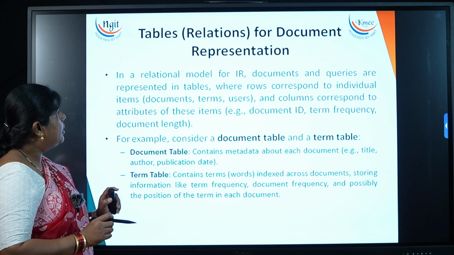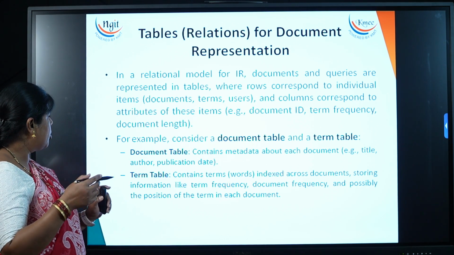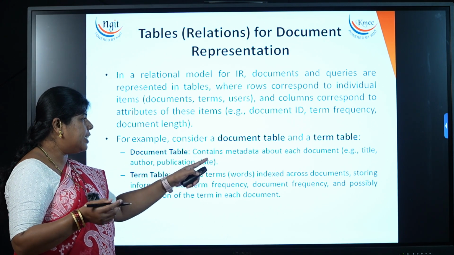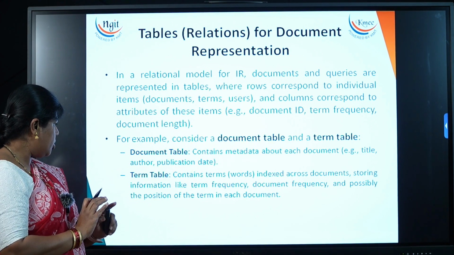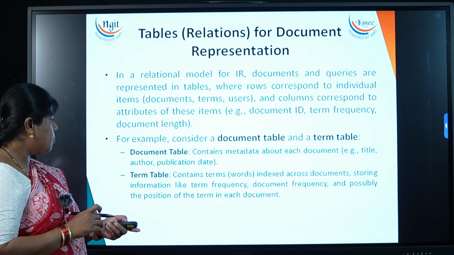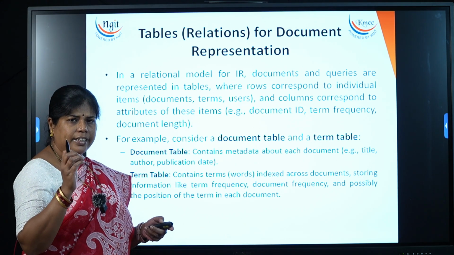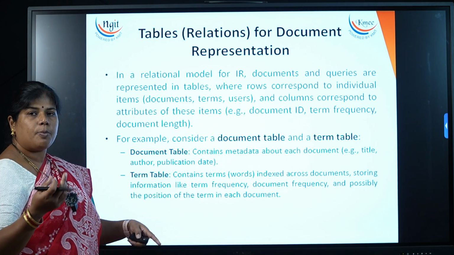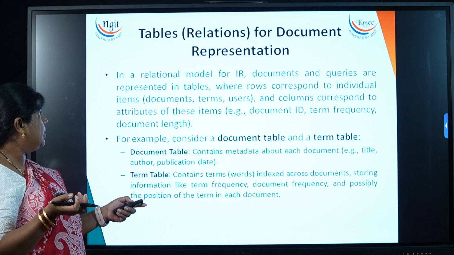Now, tables, that is, a relation for the document representation. What I told you, the document table means what? It contains the metadata about each document, and the term table is what? It may have the data related to your term. It may be the term frequency or the document frequency or the position of the particular term in that document.